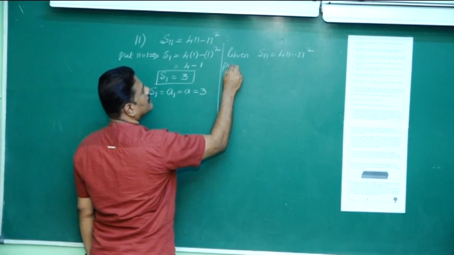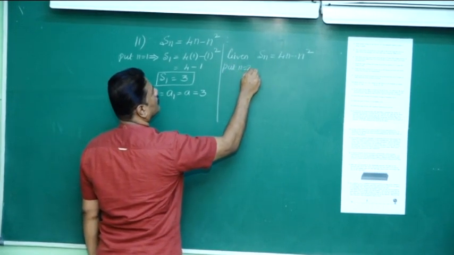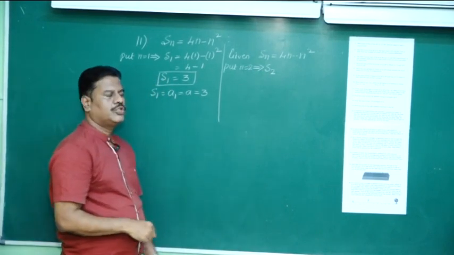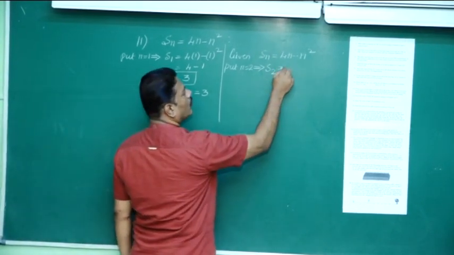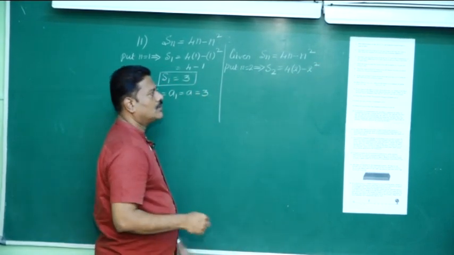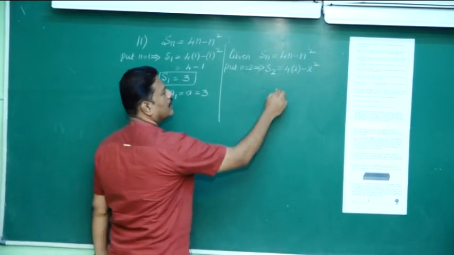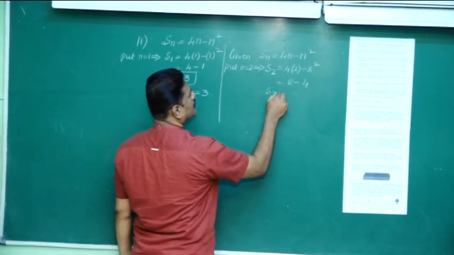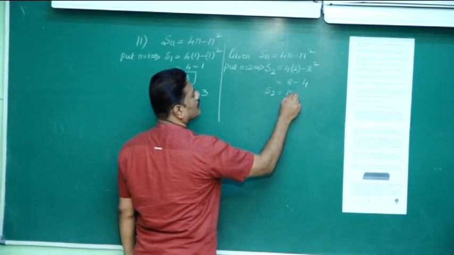Now you put n is equal to 2. What will happen? S2, wherever n is there, you write 2. So this will become 4 into 2 minus 2 square. What is 4 2s are? 8. 8 minus 2 square is 4. You will come to understand S2 is equal to 8 minus 4 is 4.